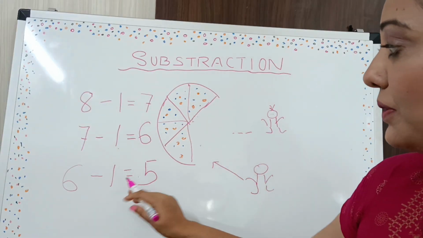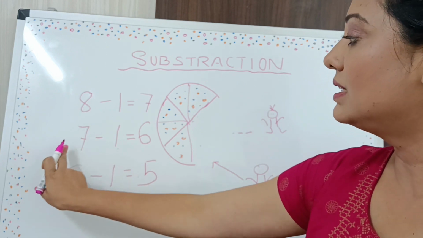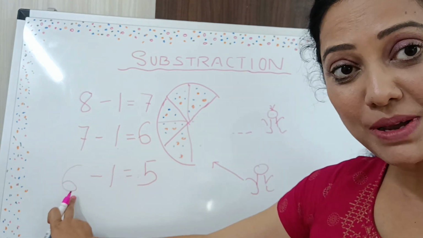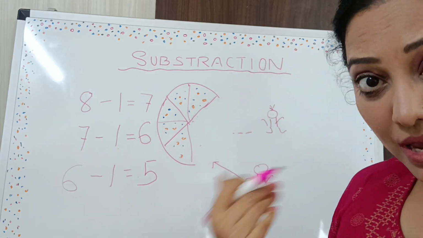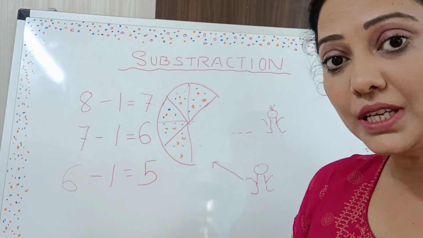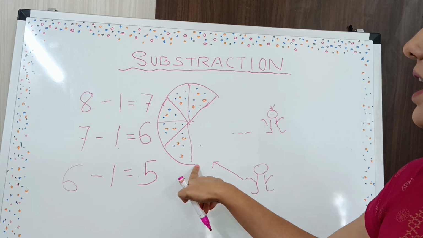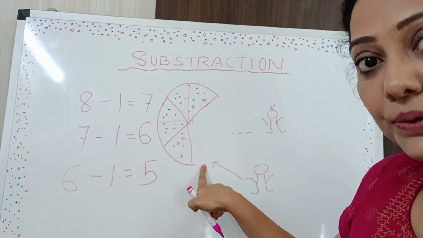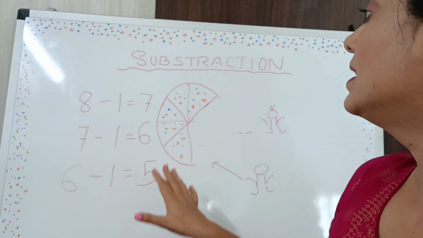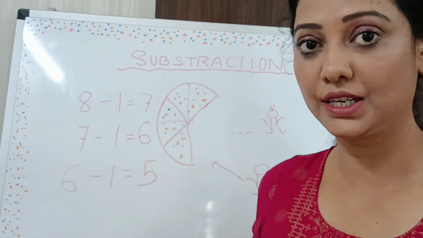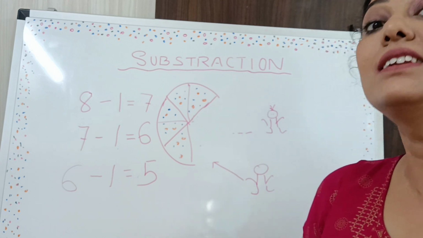So what are we doing here? 8 minus 1, 7 minus 1, 6 minus 1. We are subtracting, which means we are reducing. Your big pizza is now reduced. 3 pieces of pizza are gone. Now you get it. What is subtraction?